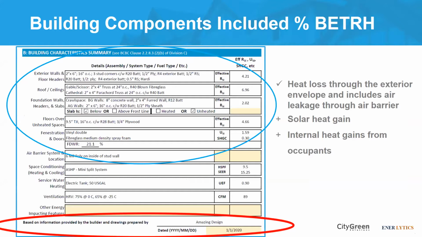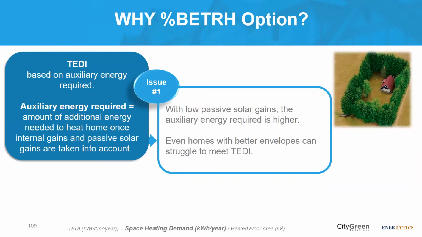The building characteristic summary of the BC Energy Compliance Report for this metric includes all of these elements. Again, all of the building envelope elements. So why is there a percentage better envelope than reference house option? Well, because TEDI is based on auxiliary energy, which is the amount of additional energy needed to heat a home once internal gains and passive solar gains are taken into account, it can be very challenging for some homes to pass the TEDI.